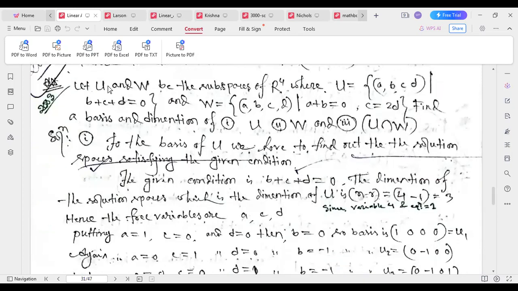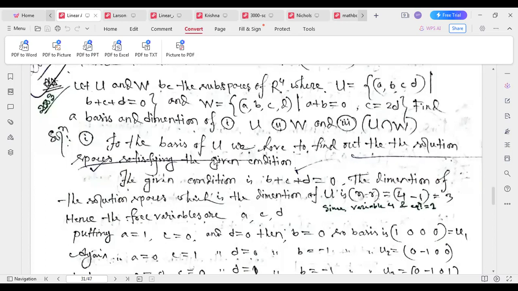Now, if U and W in the R4 space are U = (a, b, c, d) with b + c + d = 0 and W = (a, b, c, d) such that a + b = 0, c = 2d. Find the basis and dimension of U, and the dimension of W, and also U intersection W.